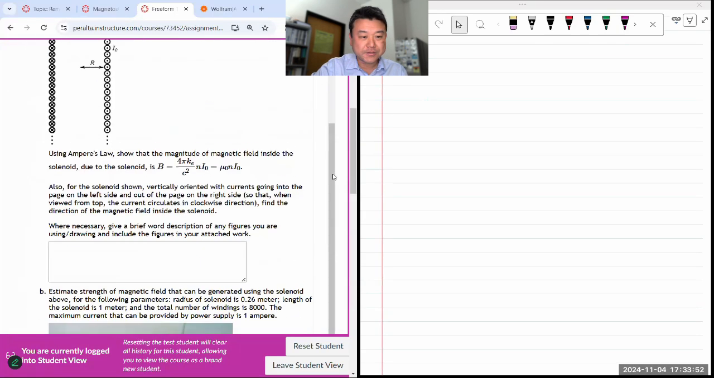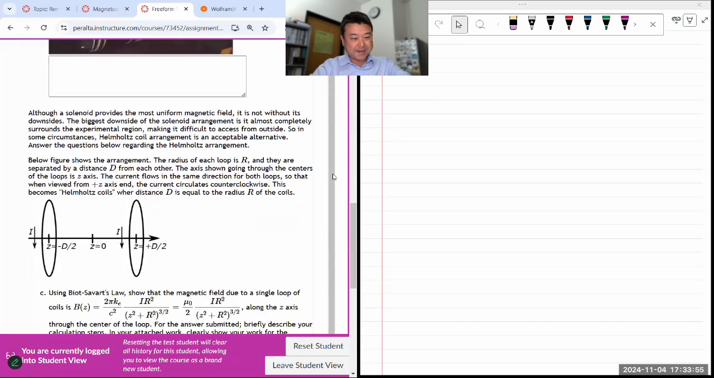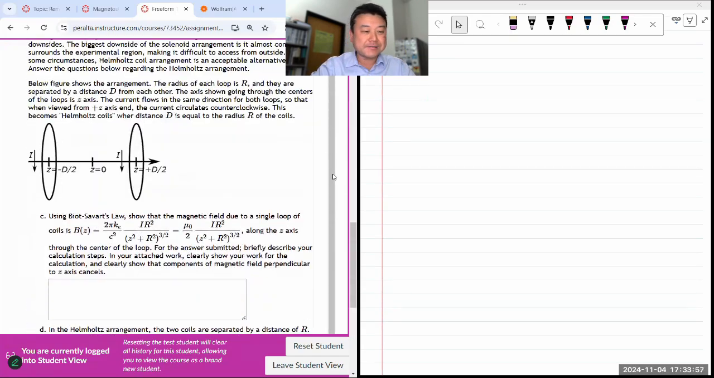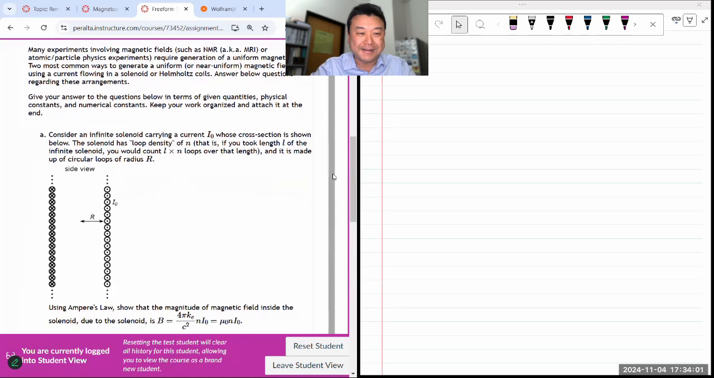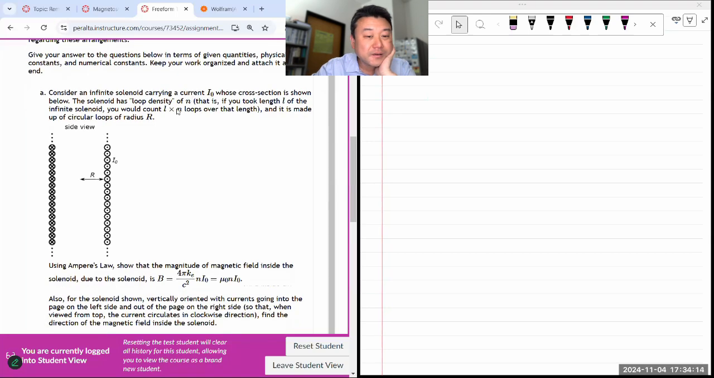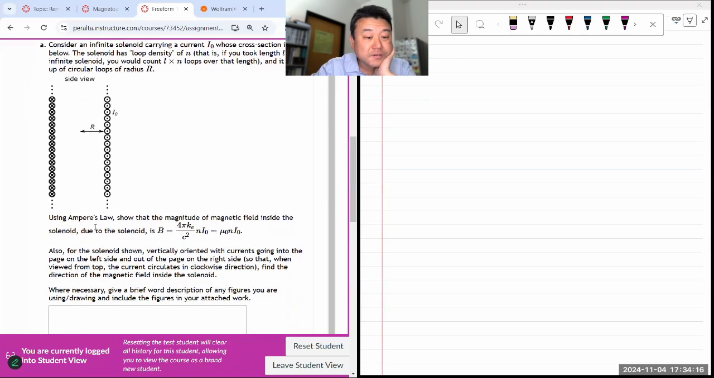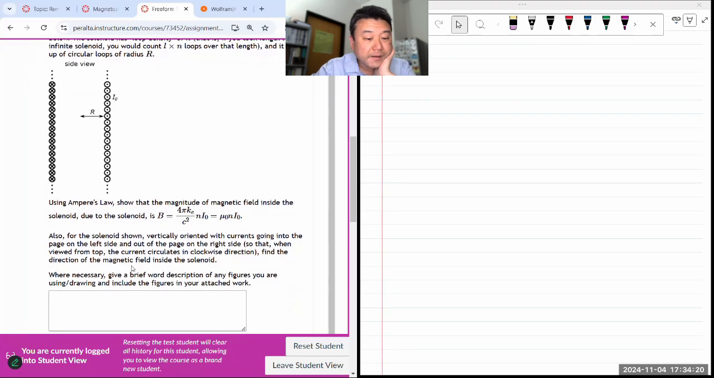Is it going to be the same question? No, it's slightly different. Good. So I'll do this question. Yeah, it's a long question. I might not have enough time. So let's see. Many experiments involve a magnetic field, using a uniform solenoid or Helmholtz coils. I think I'm doing both. Give your answer. Consider an infinite solenoid carrying current. Using circular loops and Ampere's law, show that... Oh yeah. All right.